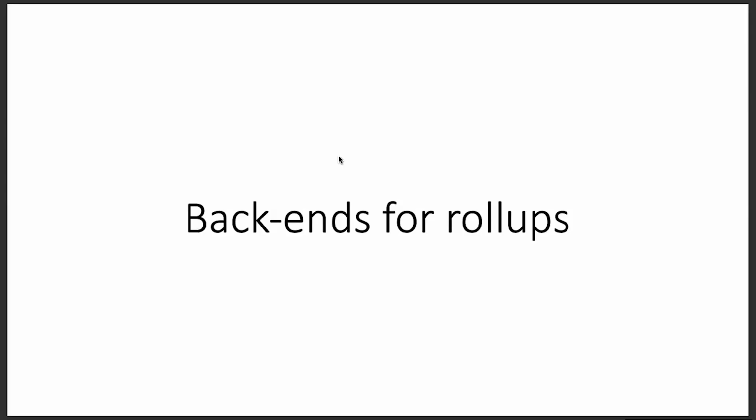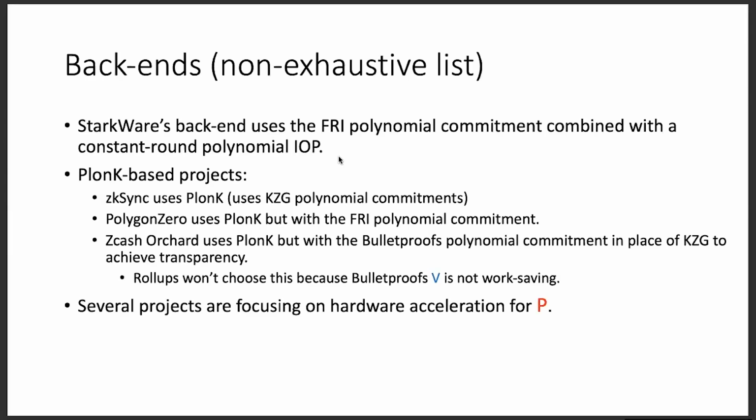Okay, so that's front end. So let's talk about back ends, and this is really what I know more about, to be honest. But they're both really important for end-to-end costs, so I needed to talk about front ends. So just a very brief, high-level summary of what various projects are doing. StarkWare's back end uses the FRI polynomial commitment scheme combined with some constant round polynomial IOP, which I won't get into the details of at all.